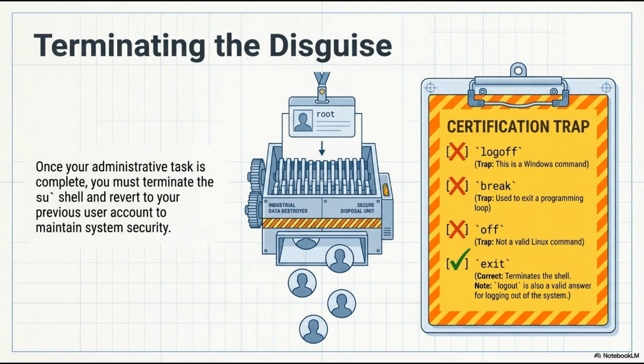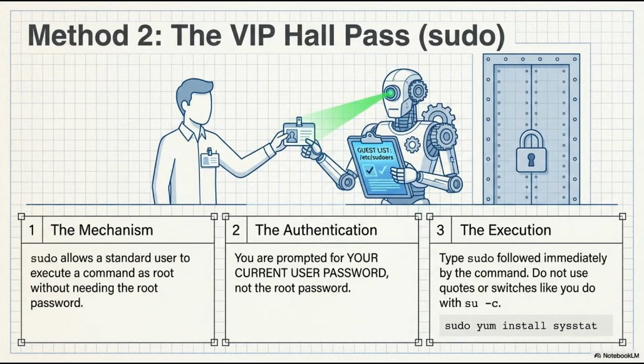But you are highlighting the exact reasons sudo was engineered. Here's where it gets really interesting. Let's move to slide 8, titled Method 2, the VIP Hall Pass, which introduces sudo. Yeah, sudo fundamentally changes the authentication mechanism. Instead of sharing a single master key, sudo acts as a cryptographic hall pass. Well, I love that. A VIP pass. It allows a standard user to execute a command as root without ever knowing the root password.